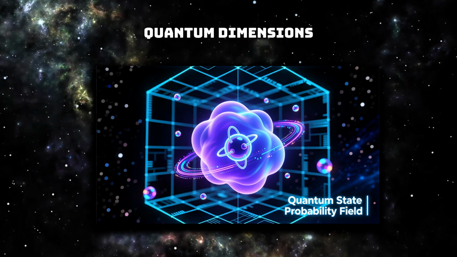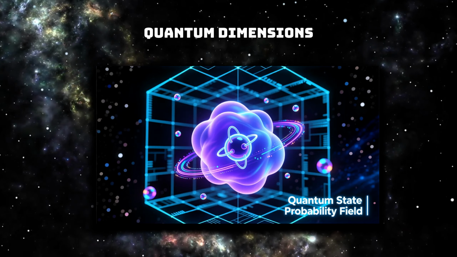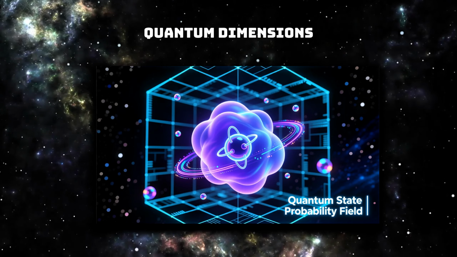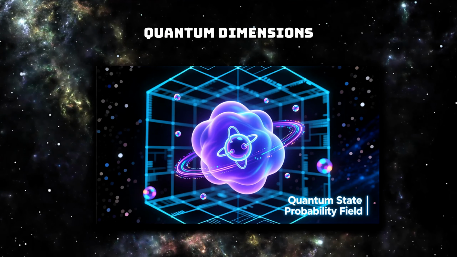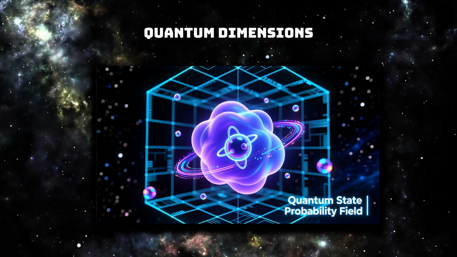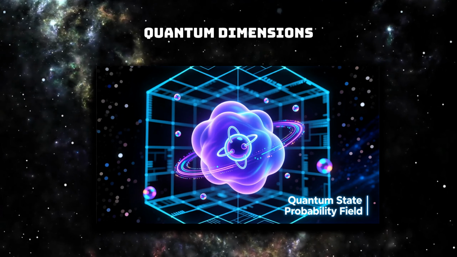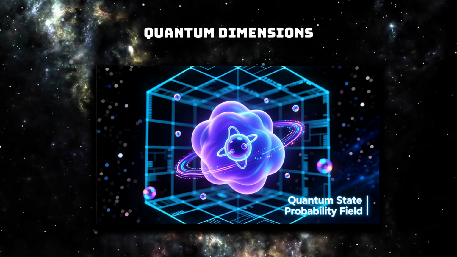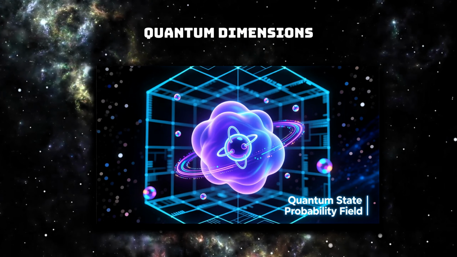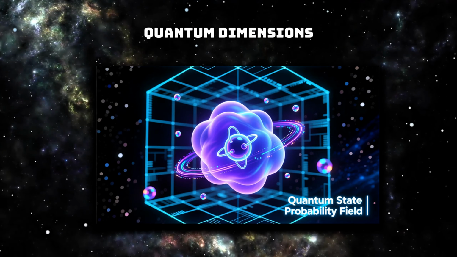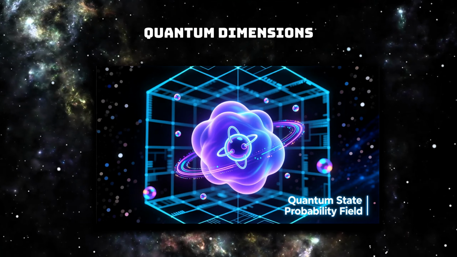It describes the information needed to fully describe a quantum state. These quantum dimensions do not exist in space. They exist in mathematical space, called a Hilbert space. This is where quantum physics shows us that reality is not simply about where things are, it's about all the possible states they can exist in.